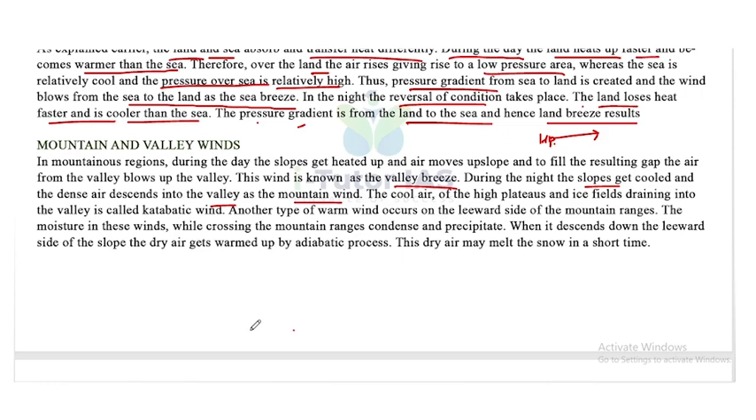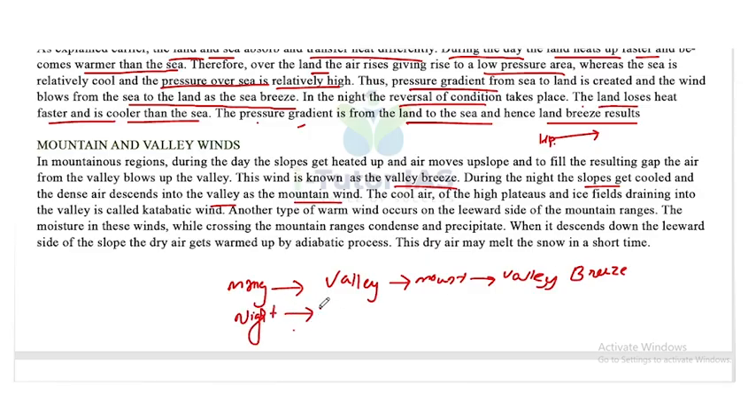So in the morning time, what happens? Morning, valley to mountain. That is called valley breeze. Now, night, what happens? Mountain to valley. That is called mountain wind.